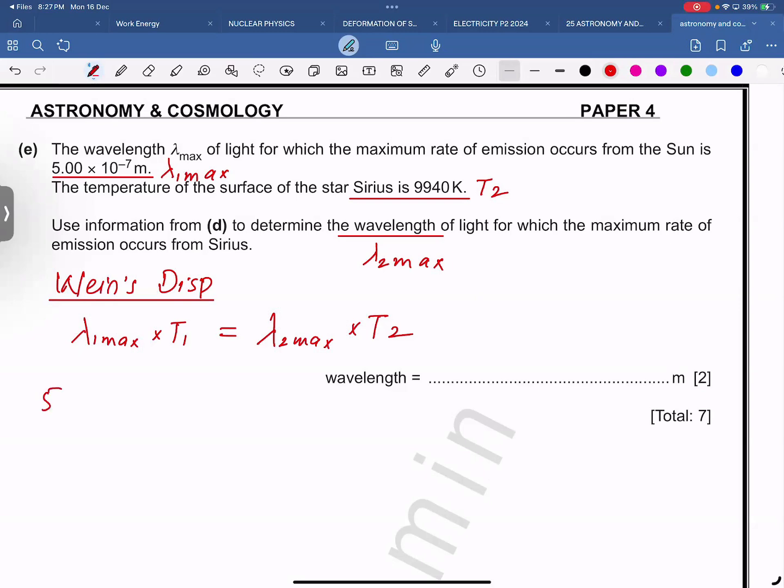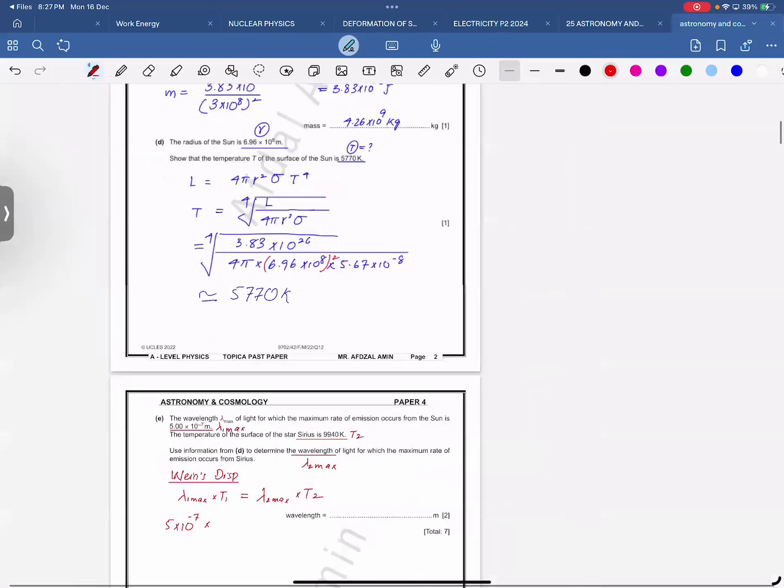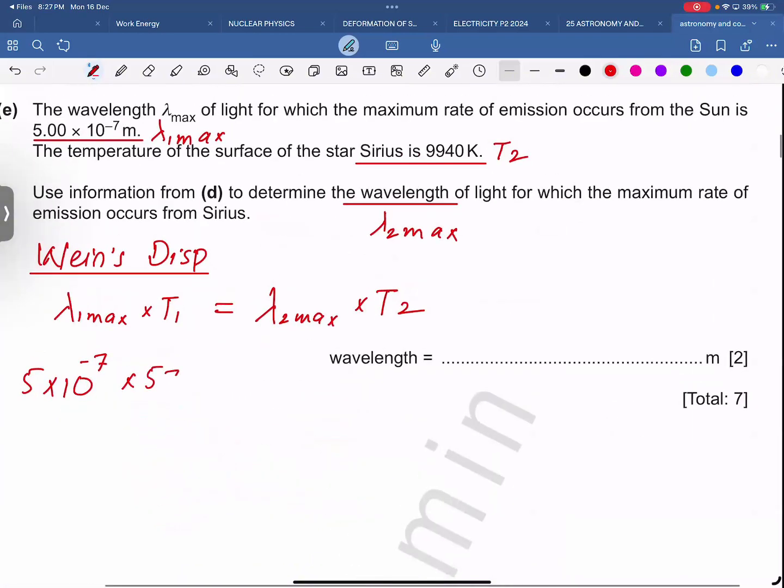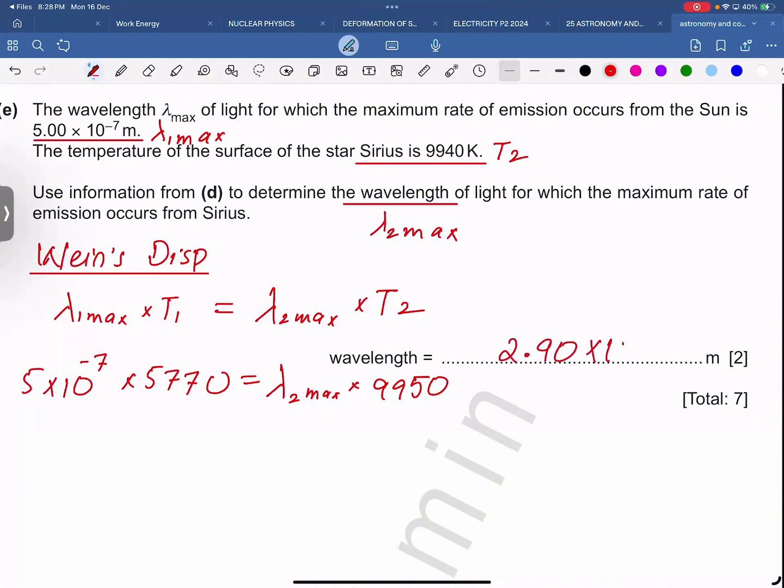Lambda 1 is 5 × 10^-7. Temperature was 5770. Lambda 2 is unknown. T2 is 9954. Three significant figures, please.